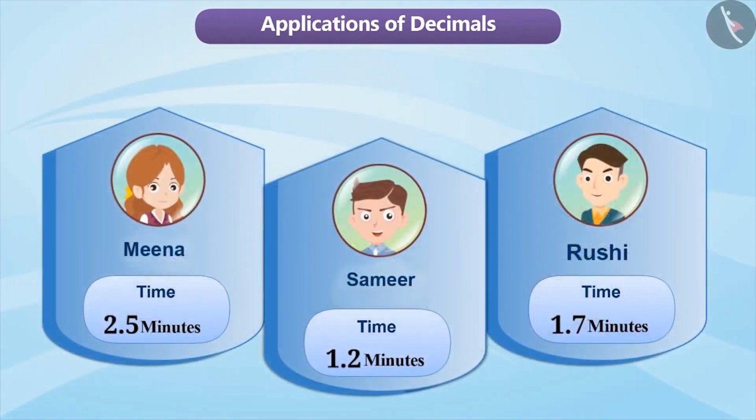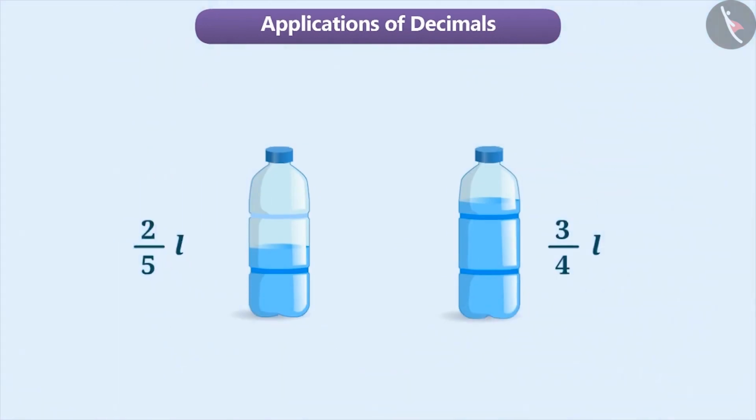In racing competitions, time taken by participants to complete the race is expressed in decimal numbers. Similarly, in many situations, decimal numbers are used. In this video, let's see some interesting applications of decimal numbers. We will first understand why the use of decimal numbers is important.